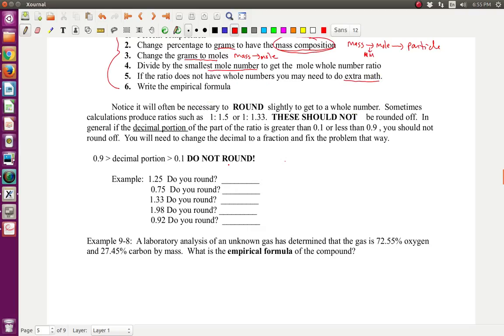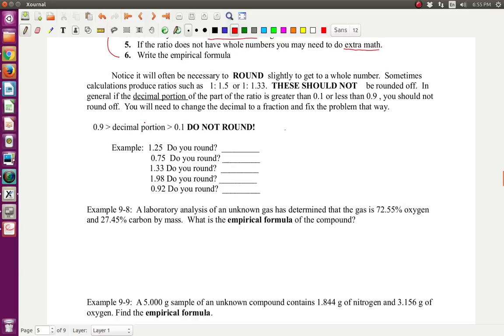So let me give you a little bit of information. Notice that you will often find it necessary to round slightly to get a whole number. Sometimes your calculation produces ratios like 1 to 1.5 or 1 to 1.33. These should not be rounded off. In general, if the decimal portion of the ratio is greater than 0.1 and less than 0.9, you should not round off. You need to change the decimal to a fraction and fix the problem that way.